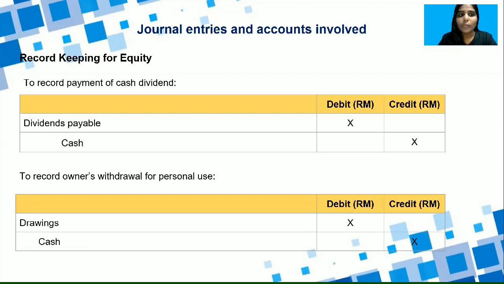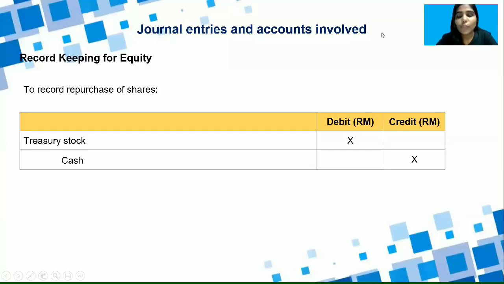The fourth journal entry would be to record the owner's withdrawal for personal use. If the owner withdraws money for personal use, the journal entry would be debit drawing, credit cash. The last journal entry for the equity is to record the repurchases of stock. The debit is treasury stock and the credit is cash.